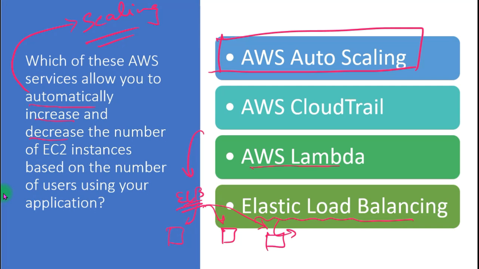If we talk about AWS Lambda, it's a serverless technology, and here we just need to define the code and we can execute that code, and we need not worry about the underlying hardware, or we can say the server. We just need to pay for how long our code runs and how many requests it is taking. So this is also not correct here.